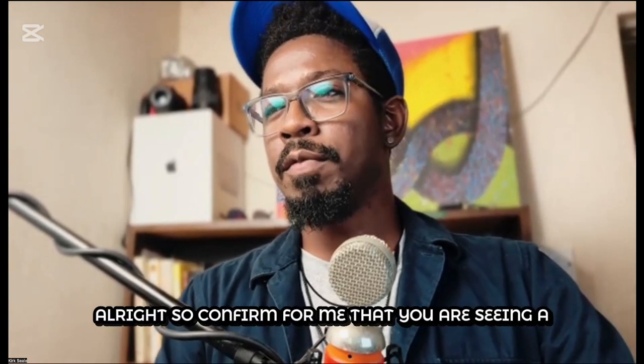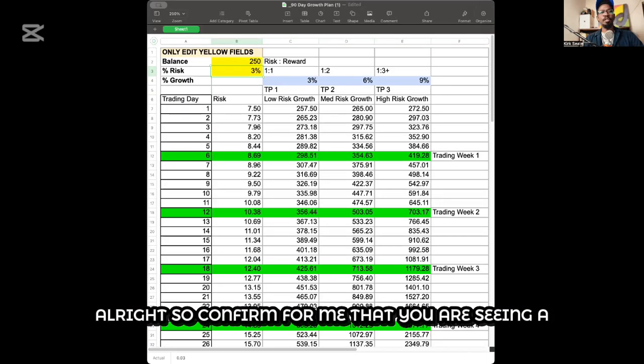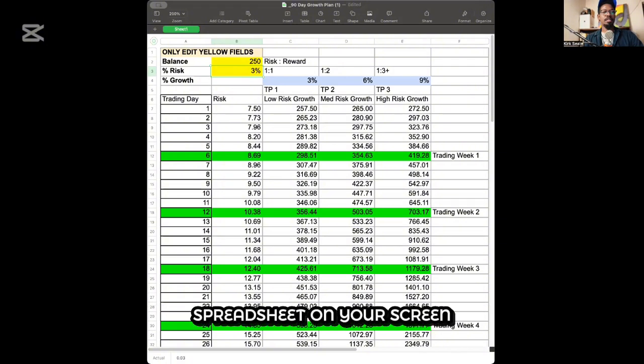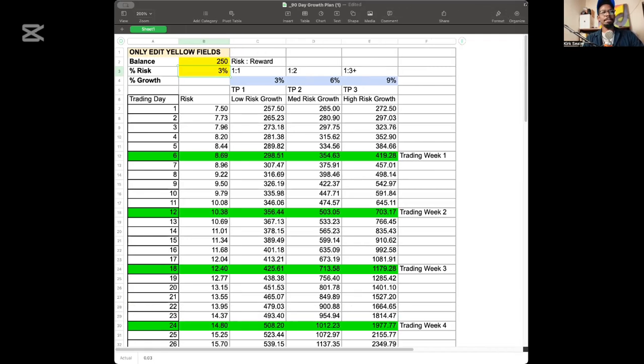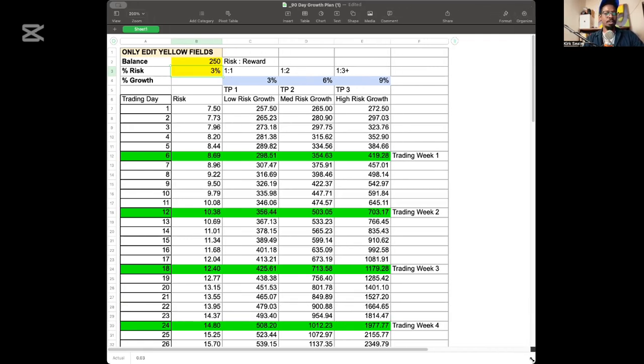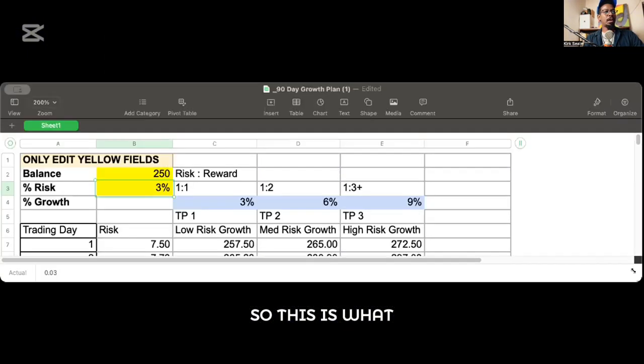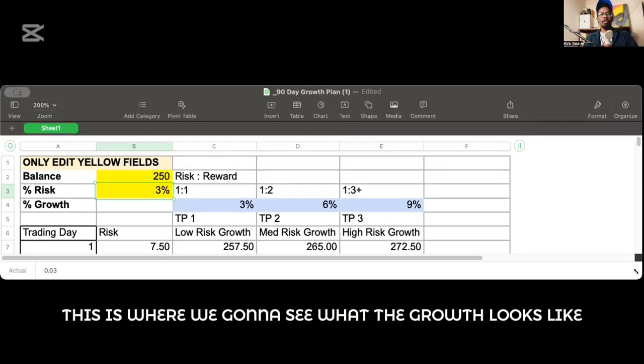All right, so confirm for me that you are seeing a spreadsheet on your screen. If you're seeing a spreadsheet, just give me a 5 in the chat. All right. So this is where we're gonna see what the growth looks like.